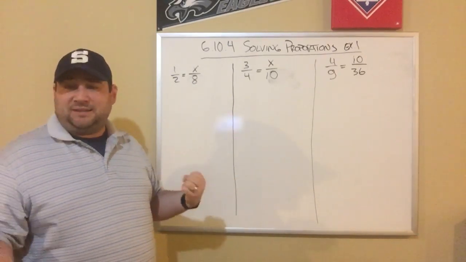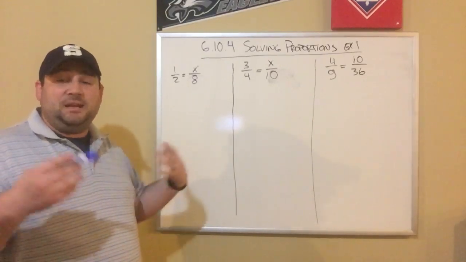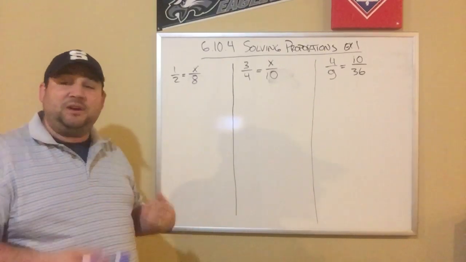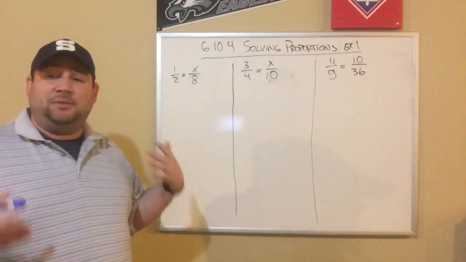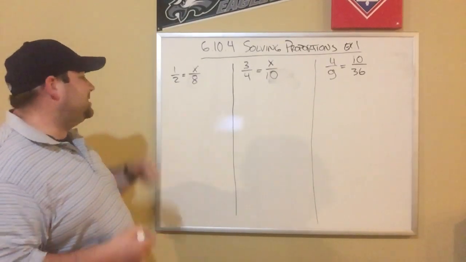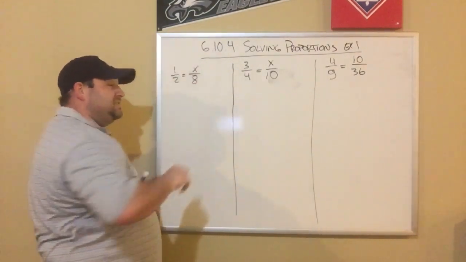So we already talked about that when we were proving if two ratios made a proportion. If you remember, we cross multiplied. If we got the same number and they were equal, then yes, it was a proportion. If we got different numbers, then no, it was not. So in this case, we're going to do the same thing. We're going to cross multiply. We're going to multiply each diagonal.